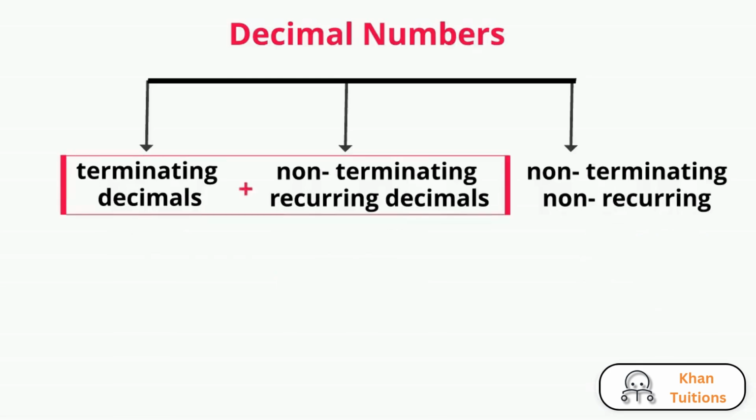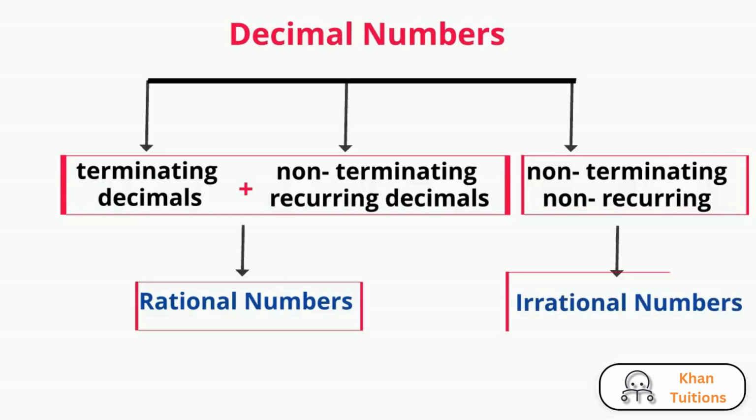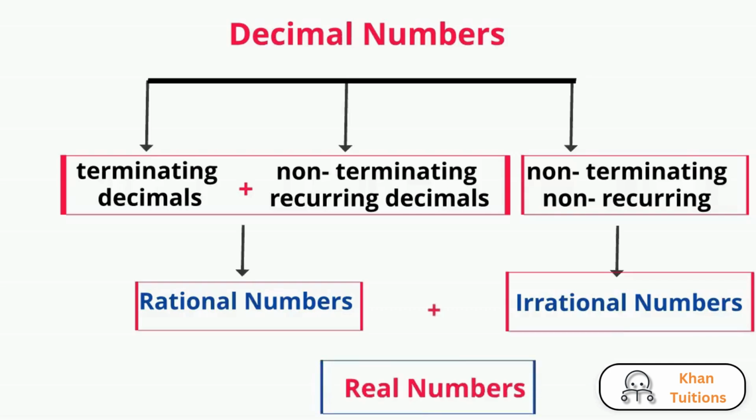Now these two categories of numbers are called rational numbers. This non-terminating, non-recurring category is called irrational numbers. And these two categories, rational and irrational numbers, together form real numbers.